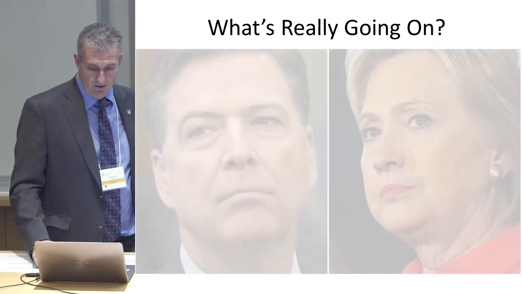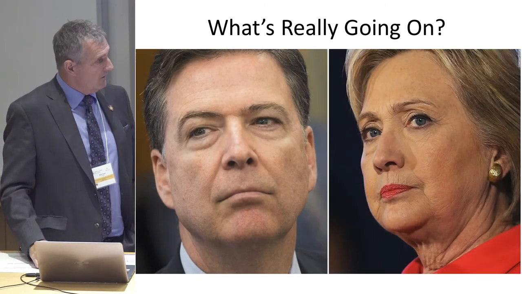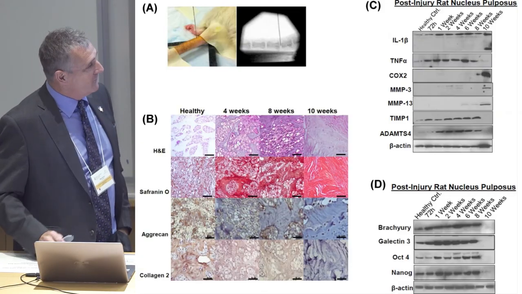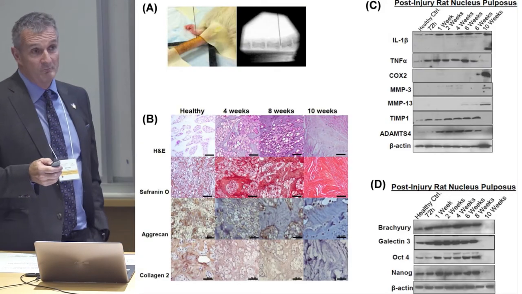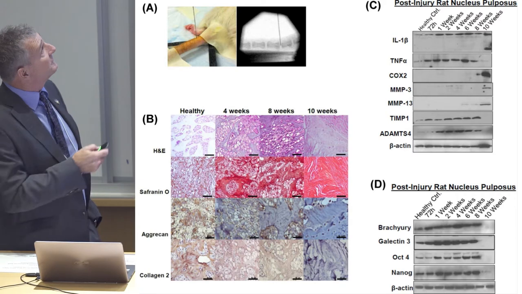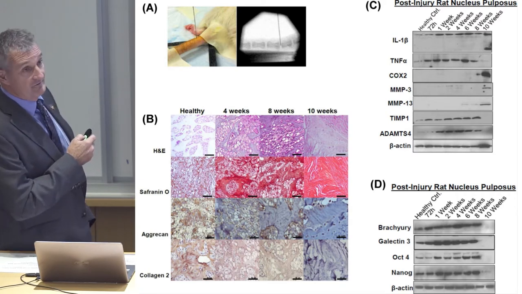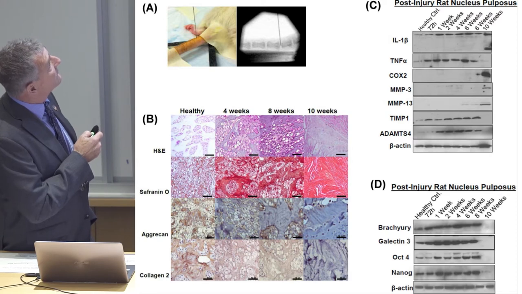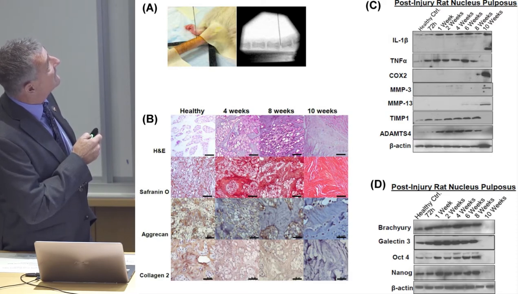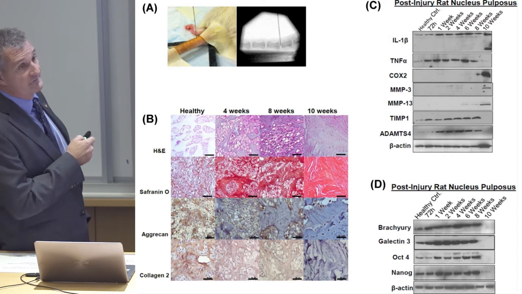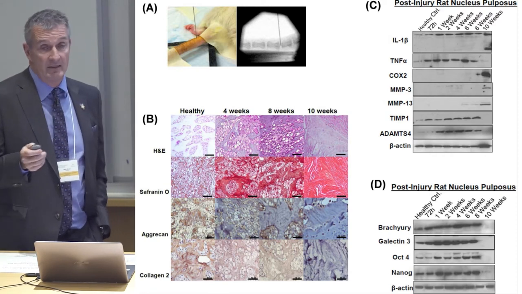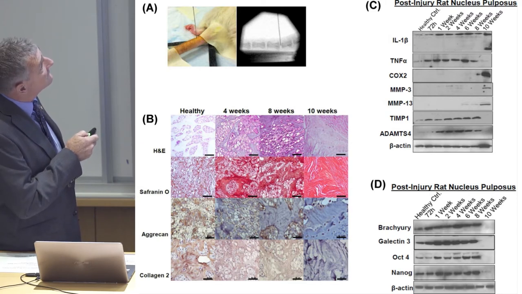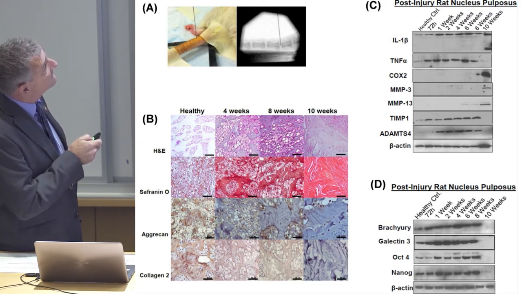So what's really going on here? This is the big thing, right? What's really the story? So we did a bunch of work to try and model this in an animal. So this is a rat tail, right? They have discs in them just like you do. They're smaller. But under X-ray guidance, we put a needle right through it and wait a couple minutes and take it out. And then we left it alone. And then we did a whole bunch of them, and then we would euthanize them at 72 hours here, and every week up to 10 weeks.